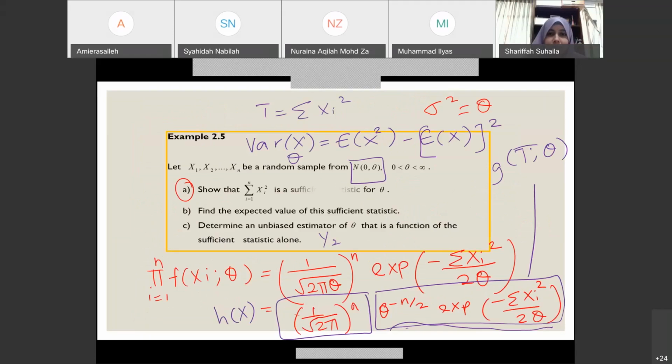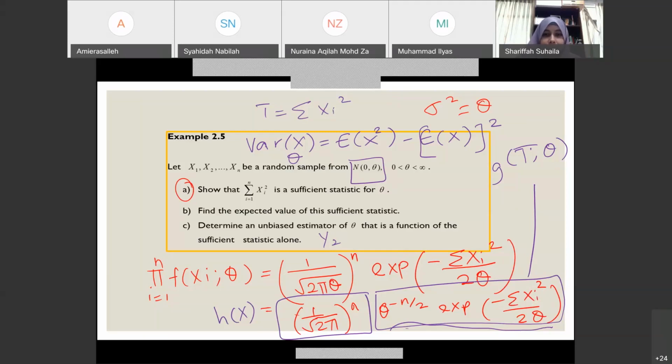So the same thing here. This one you have normal with mean zero and variance theta. So you want to show that summation Si square is a sufficient statistic. So form its likelihood function. Okay, so you have exponential negative summation Si square over 2 theta. We will split which one is your h(x), which one is your g. So h(x) is just 1 over square root 2 pi. Okay, the part with theta we put together. So that means your T is just summation Xi square. Okay, not negative, so just T equals summation Xi square.